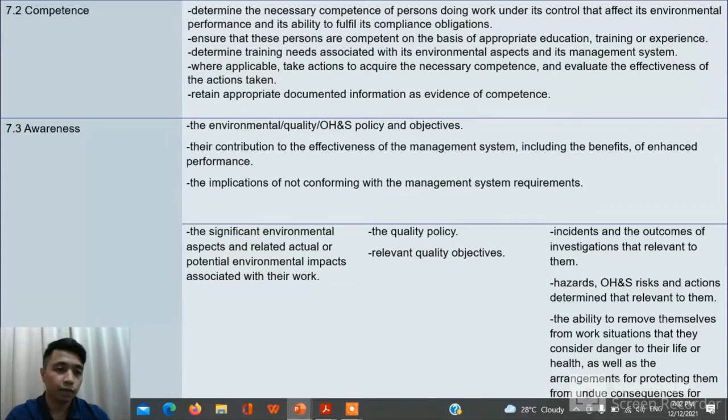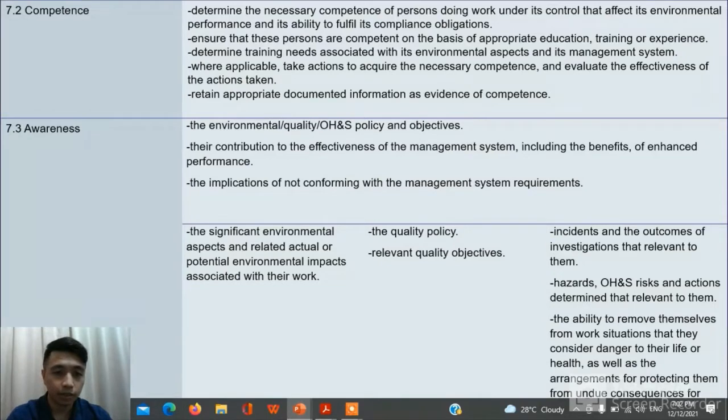Next, 7.3 is about awareness. The general requirement is similar for the three documents, which state that the workers need to be aware of the environmental policy for ISO 14001, the quality policy for ISO 9001, and the OSH policy and objectives for ISO 45001.